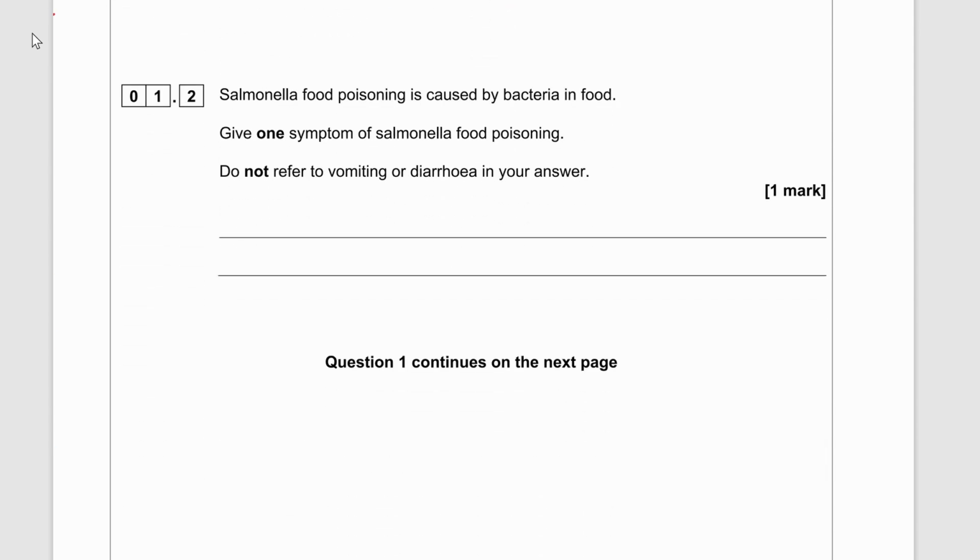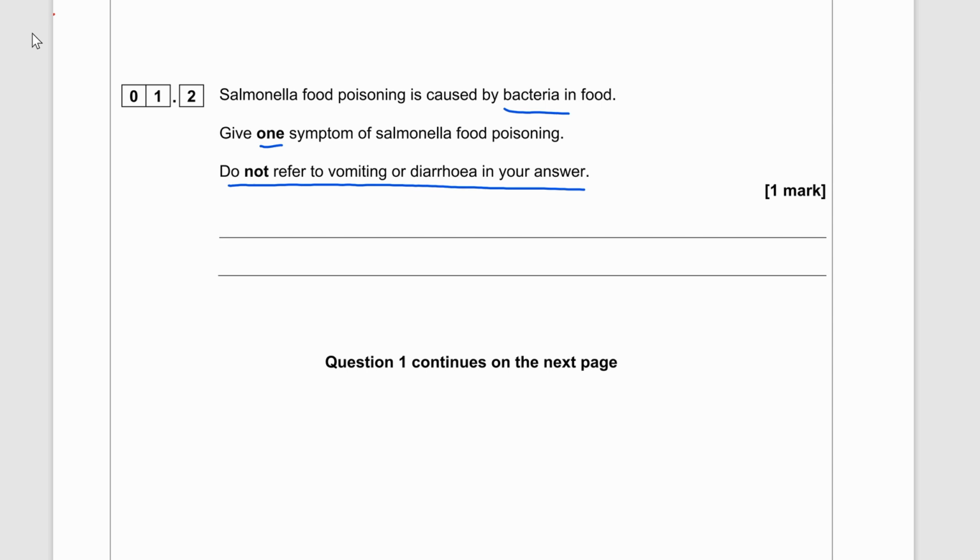Question 1.2. Salmonella food poisoning is caused by bacteria in food. Give one symptom of salmonella food poisoning. Do not refer to vomiting or diarrhea in your answer. 1 mark. So we've got to think about what else can happen if someone is suffering from salmonella food poisoning.